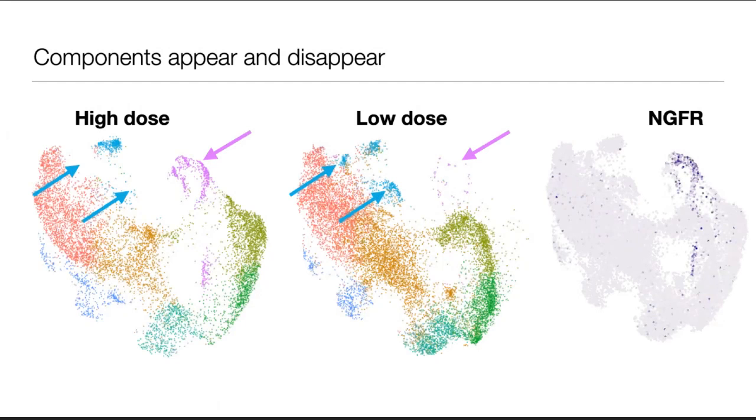We also see many examples of components appearing and disappearing. If you look here at high dose and low dose, you'll see two patches of things that only show up at low dose. Here's one big patch of things that basically only shows up at the high dose. This is also pretty colocalized with this NGFR expression, this neural progenitor thing. In principle, these could be either introduction of a new component, loss of a component, or fate switching, where something that was going to this part goes somewhere far different.